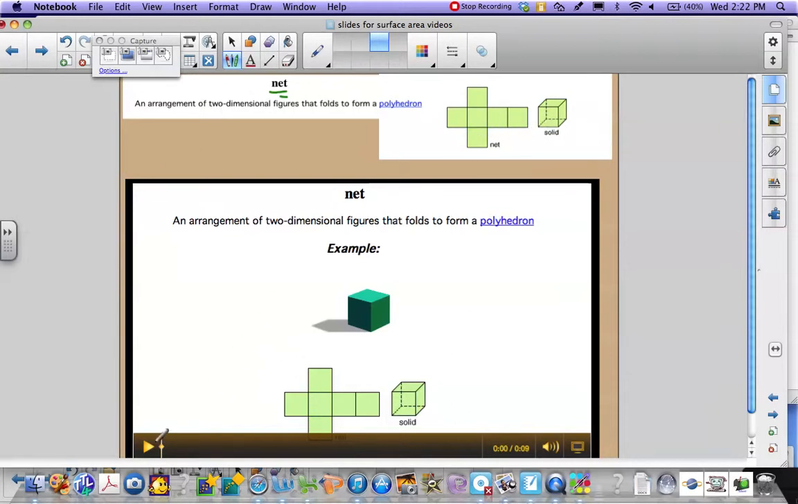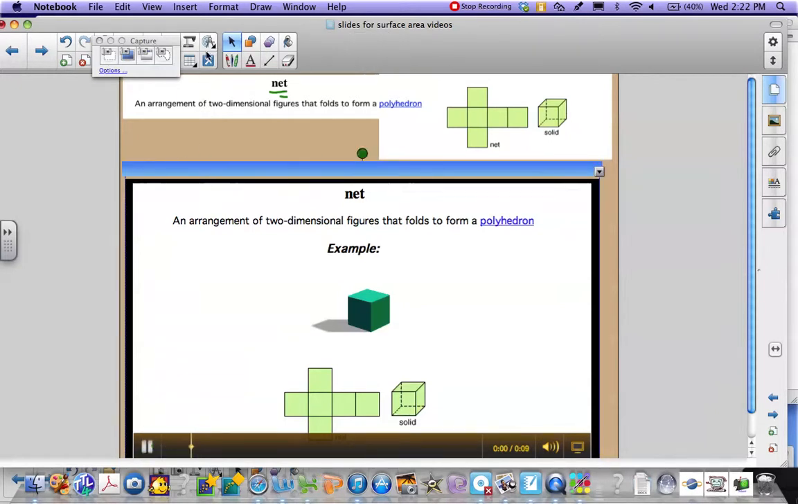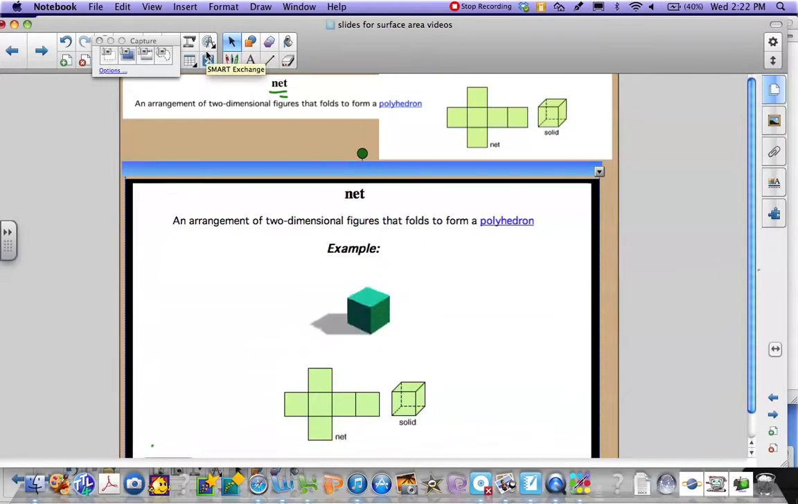Okay, so let's look at a little video of that. Down here at the bottom you're going to see a three-dimensional figure and how it can unfold into a net. Here's your prism, and it unfolds, and you can see all the sides.